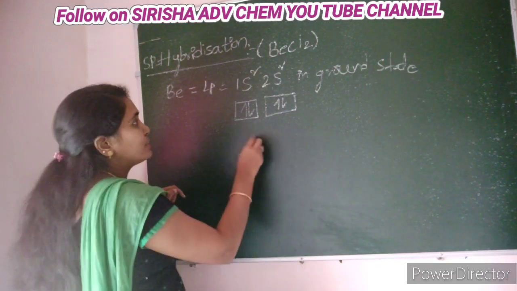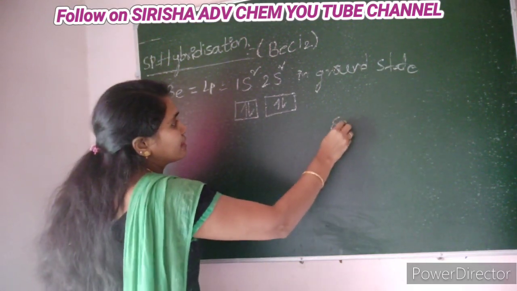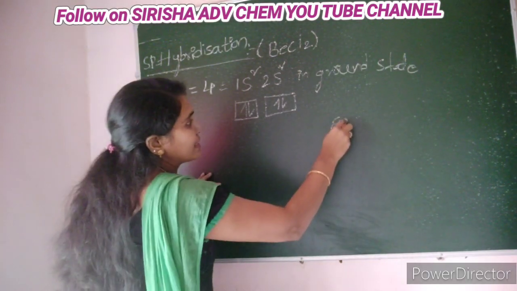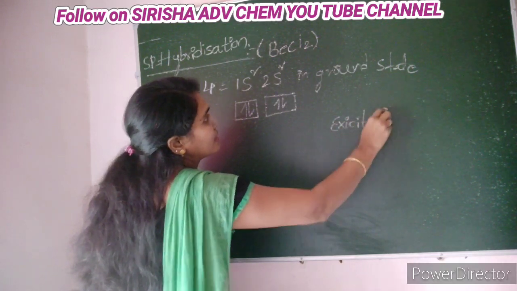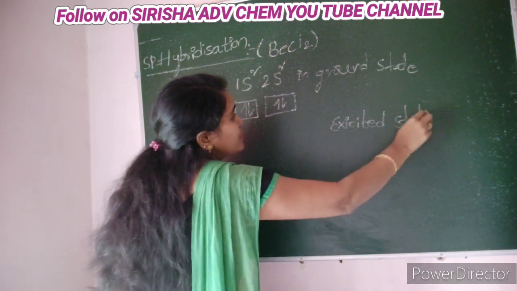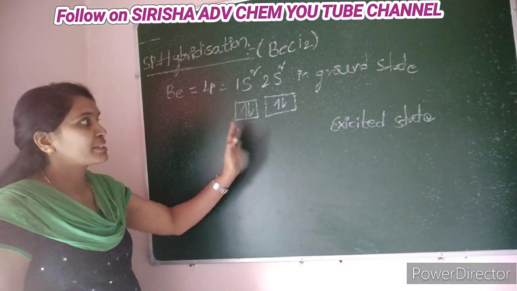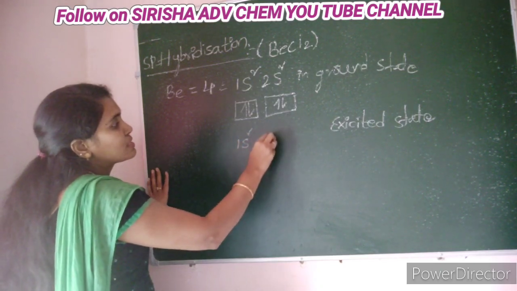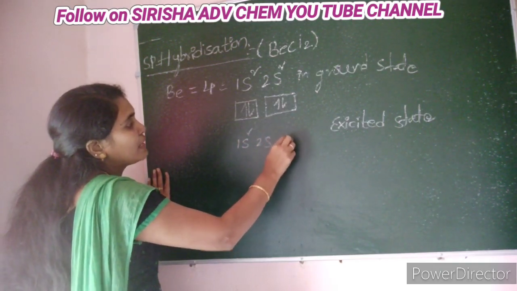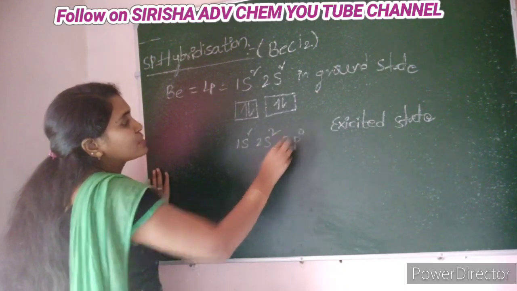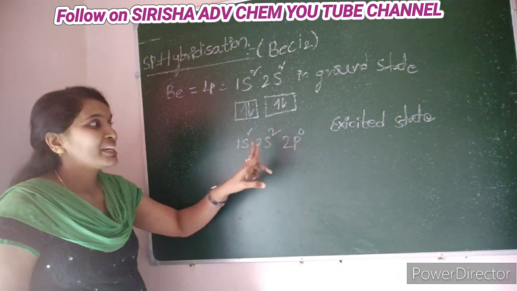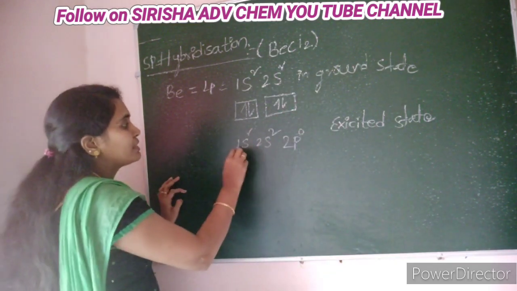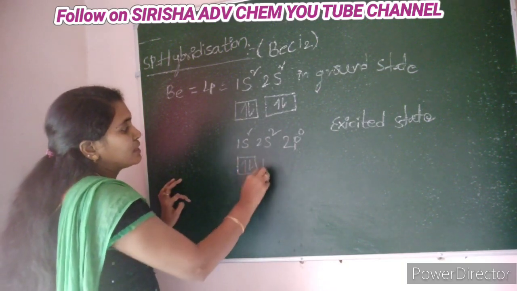Then we will go for the excited state. Excited state means from the ground state to an upper state an electron will transfer. So after 2s, what will come? 1s2, 2s and 2p0. From the ground state to the excited state, one electron is transferred. Then 1s2 as usual.